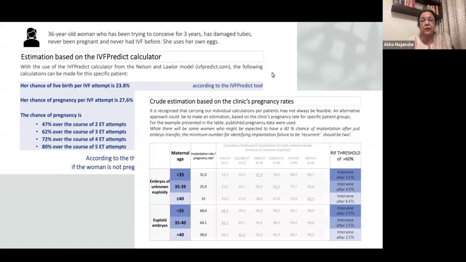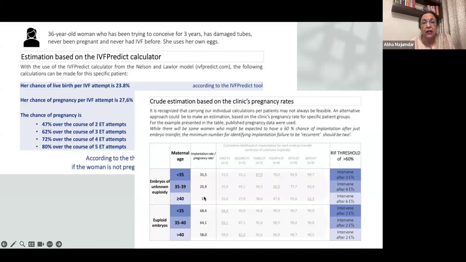Now, you see, age has become the most important determinant of implantation rate or pregnancy rate. In the above chart, for embryos of unknown euploidy, it is important to see the age of the patient because we don't know what the euploidy is. And the implantation rate and pregnancy rate could be 30%. The moment the age goes up, with the same embryo, the implantation rate and pregnancy rate go down, and at 40 and above, it goes even lower.